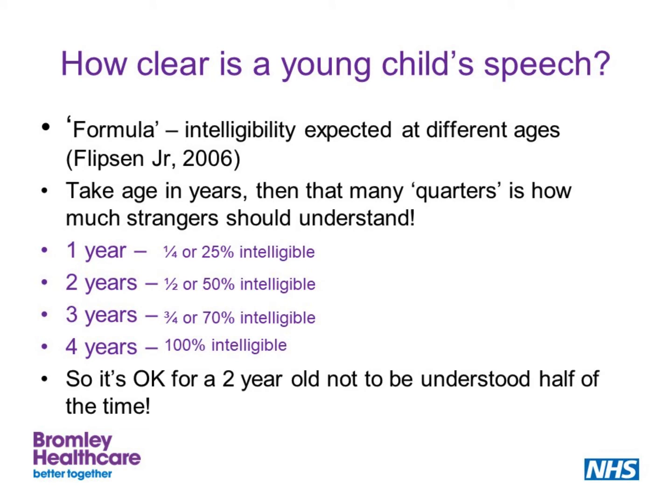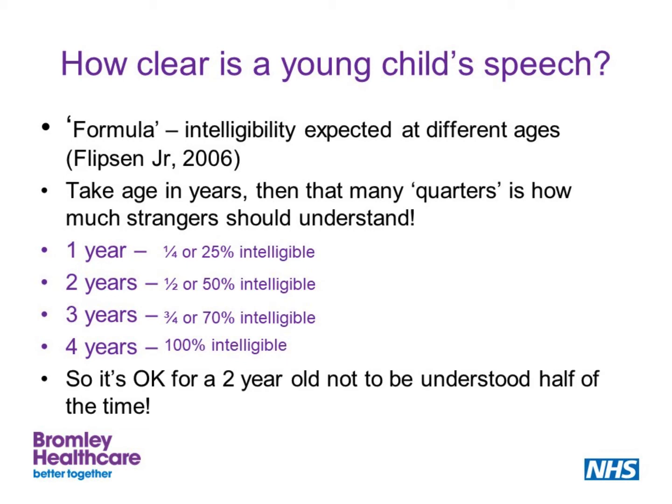Flipson found the levels of intelligibility that a child should be at different ages. At 1 year, strangers should understand them 25% of the time. At age 2, half the time. At age 3, about 3/4 of the time. And at age 4, they should be fully intelligible. So it's okay for a 2-year-old not to be understood half the time.